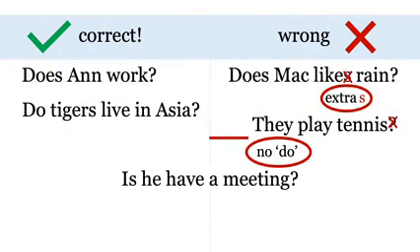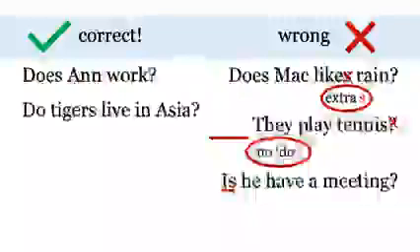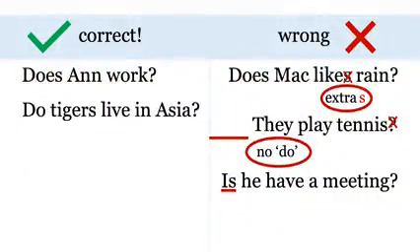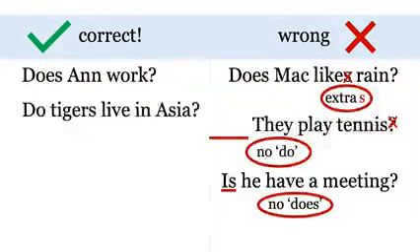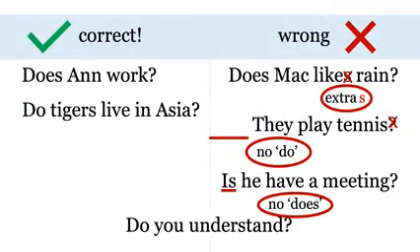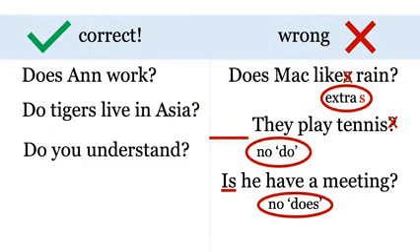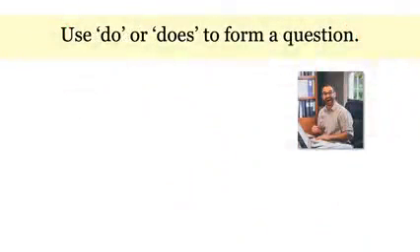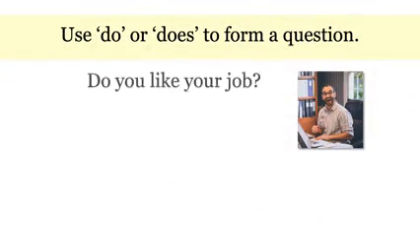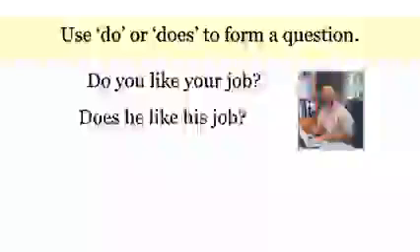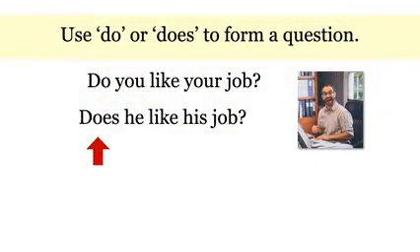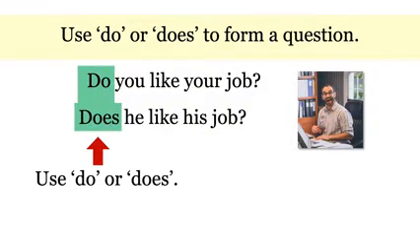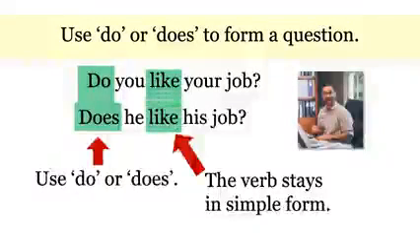Is he have a meeting? Wrong. This is the wrong verb. We don't want a be verb when we have have in the question. There's no does here. Correct would be, does he have a meeting? Do you understand? Yes, that is correct. I hope you understand. Okay. Use do or does to form a question. Do you like your job? Does he like his job? Remember, we need the do or does in front, and the verb stays in the simple form.